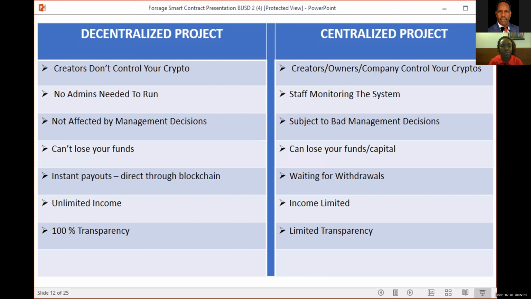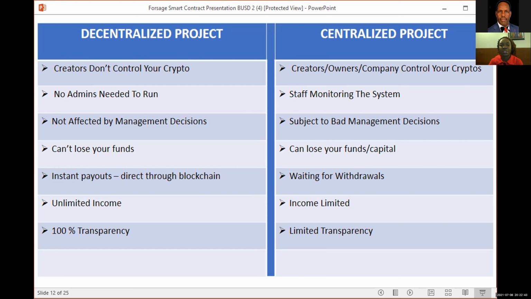You cannot lose your money or your funds. When you're having your payouts, they are instant and they come directly to your blockchain wallet. You have unlimited income. You can transact millions of dollars in a given day and nobody will ask you anything. And of course, there's 100% transparency. And that is the power of the smart contract, which is called Facade, that we are talking about today. The fact that it is completely decentralized.